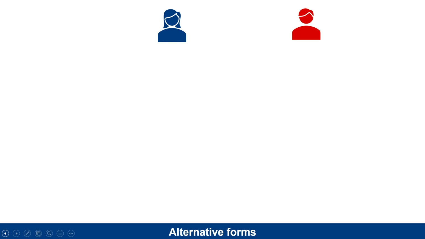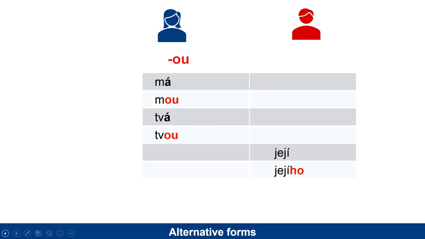There are some alternative forms, particularly in the feminines of my and your. And so we have mou and vou, those are the different forms. They look very much like adjectives and they behave like adjectives in their forms. But they're not very common, so you don't have to worry about them too much. And there is also the accusative form of její, her, which is jejího, which we already saw.